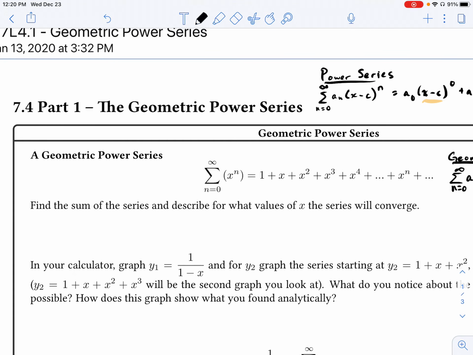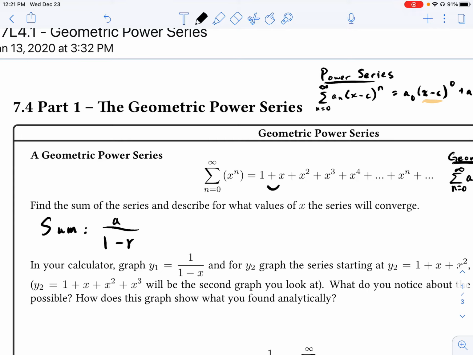Well, what do we know about geometric series? We know that they will converge, or in other words, they will have a finite sum if the absolute value of its common ratio is less than 1. So in other words, we know that a geometric series will have a sum, right? And here's the sum formula that we saw in the last video. They will have a sum if the absolute value of the common ratio is less than 1.